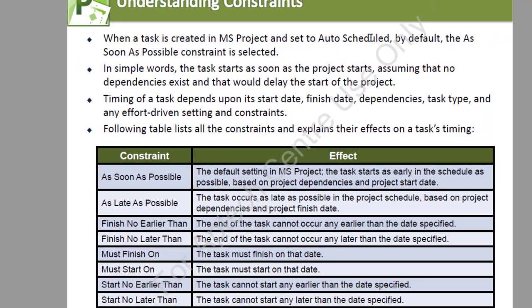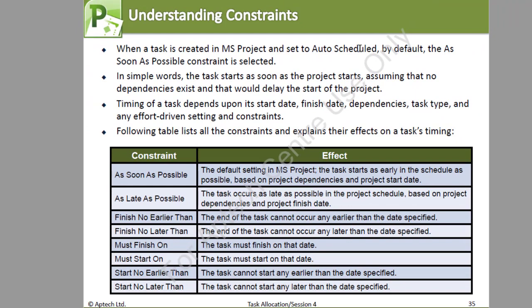Now, understanding constraints. When a task is created in MS Project and set to auto schedule, by default, the as soon as possible constraint is selected. And in simple words, the task is going to start as soon as the project starts, assuming that no dependencies exist that will delay the start of the project. Timing of a task depends upon its start and finish dates, dependencies, the task type, any effort-driven setting and constraints. And the following table lists all the constraints and explains their effects on the task's timing.